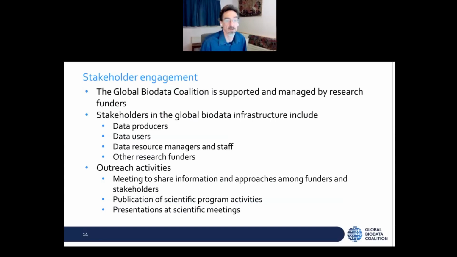These are the stakeholders here: data producers, data users, data resource managers, other research funders, as I just said. And we're doing as much outreach as we can. And even though I'm the only employee, we have other people involved. There's a steering group and a board of funders, so other people are doing things.